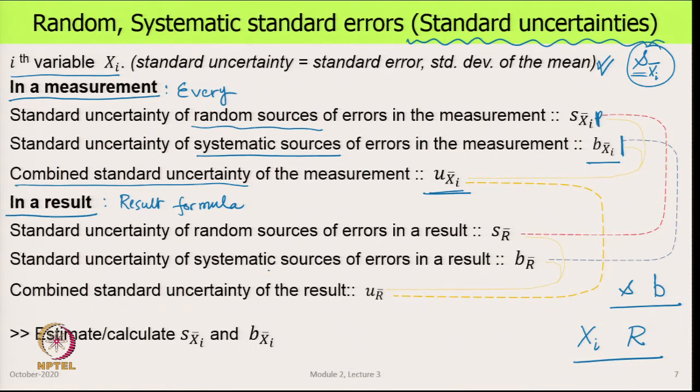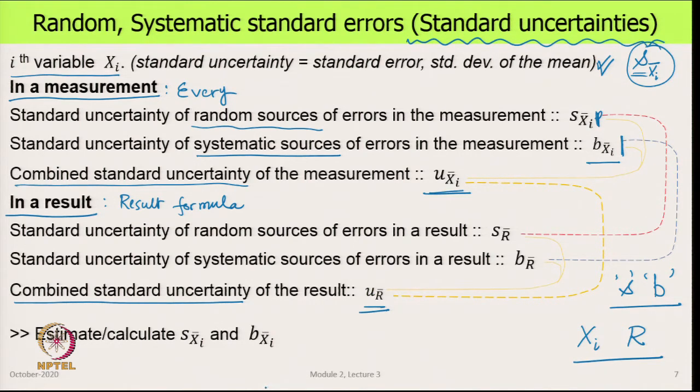Then the standard uncertainty of systematic sources of errors in the result, B R bar, following this S B classification. S random, B systematic, and the combination of both gives the combined standard uncertainty of the result, U R bar. So, all of them have the symbol bar. We are very clear that this is the standard error of the mean. That is why that bar is coming.